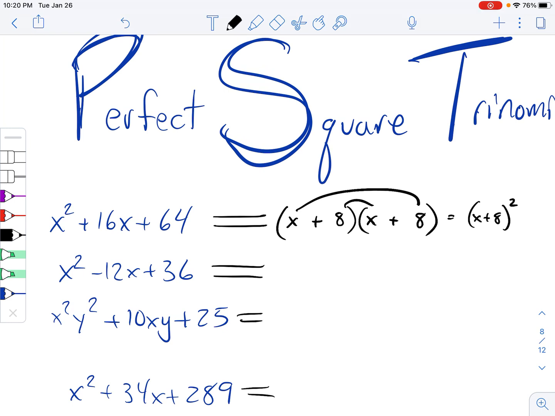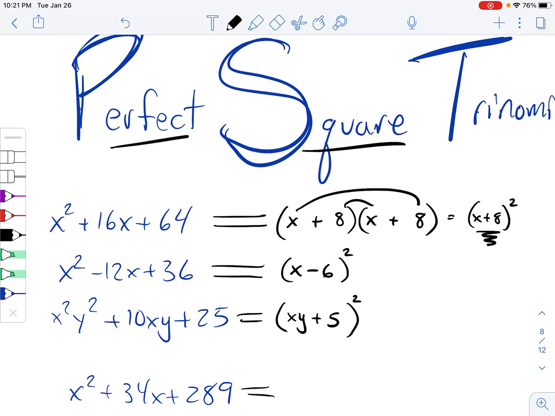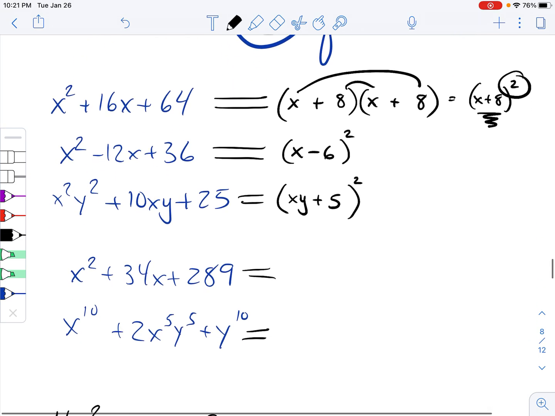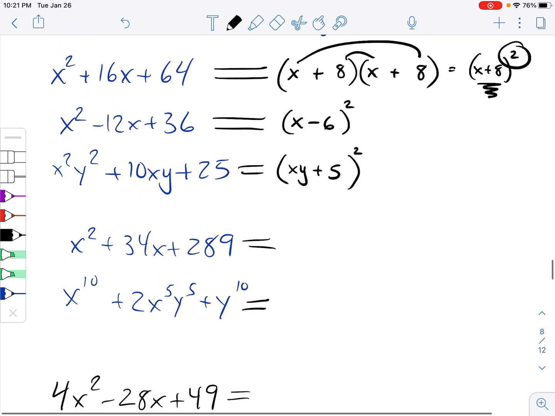So I get x plus 8 squared. Looking at x squared minus 12x plus 36, that's going to factor into x minus 6 squared. For the next one, I'll have xy plus 5 squared. These are perfect squares. They factor into something that you then square. So let's start getting the hang of it.